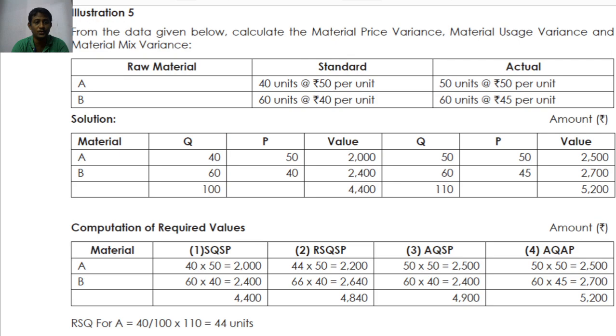This 110 units should be reallocated in the ratio of 4:6. Why 4:6? Refer to the standard units. A is 40, B is 60. That is 40:60, which is 4:6. In this ratio we have to reallocate the 110 units. That is the only thing, and we have already done it. Any doubts? Just message in the comment section and I will reply to you on this problem. Illustration 5, take this as homework. I will go to the next problem.